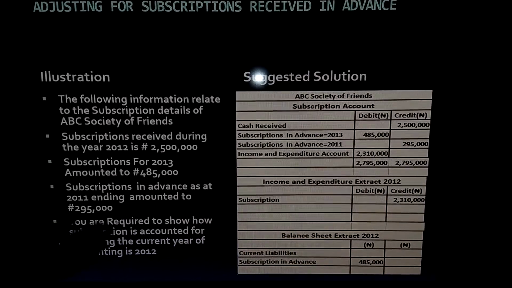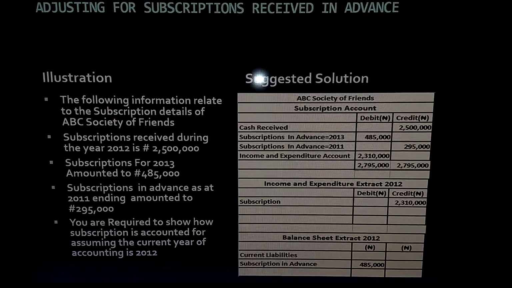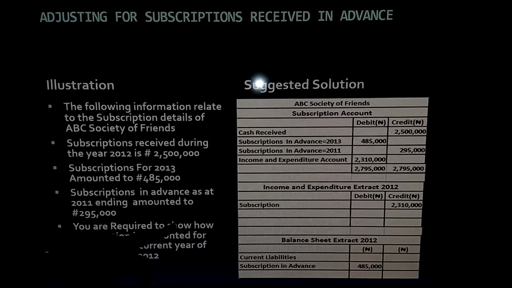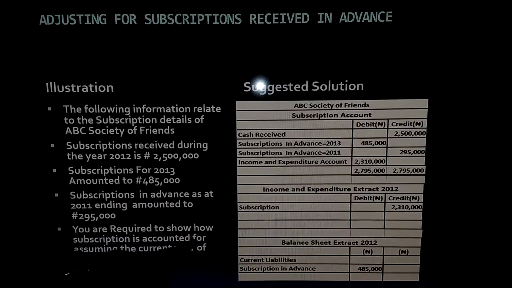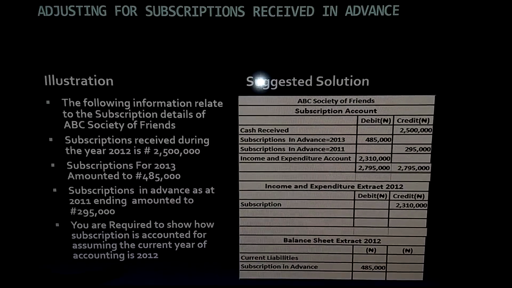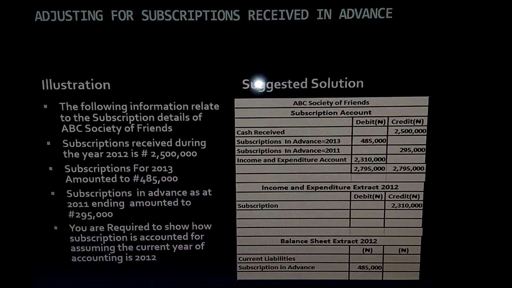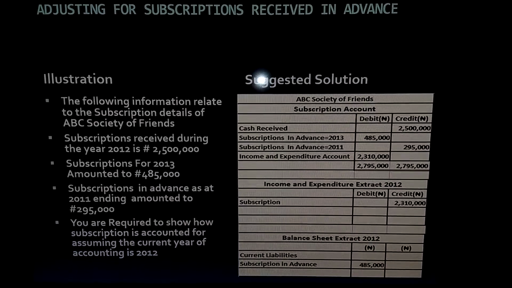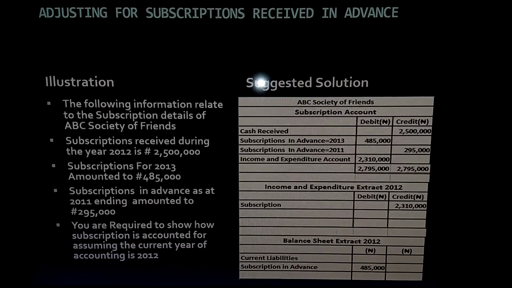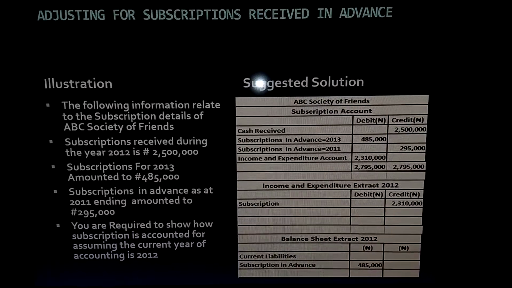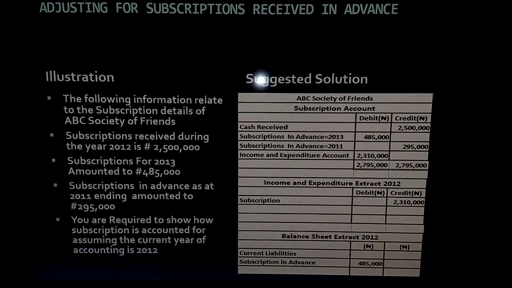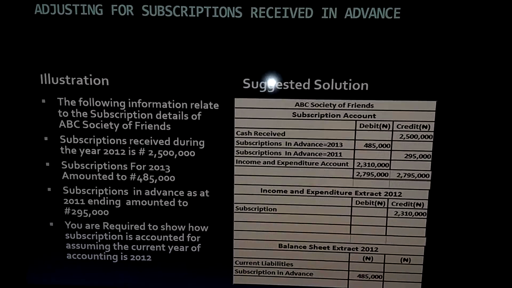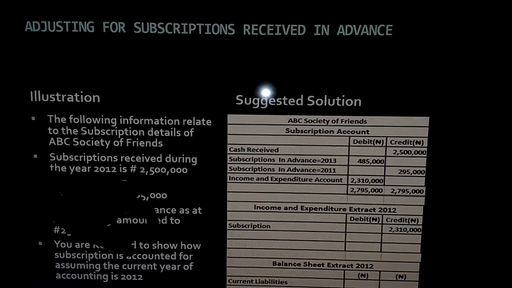So from this question, the advance subscription at the beginning of the year is for 2011, because they are saying you are required to show how subscription is to be accounted for, assuming the current year of accounting is 2012. So we are accounting for 2012. So subscription in advance at the beginning of 2012 is added. Subscription in advance at the end of 2012 is deducted. So basically we have received 2.5.